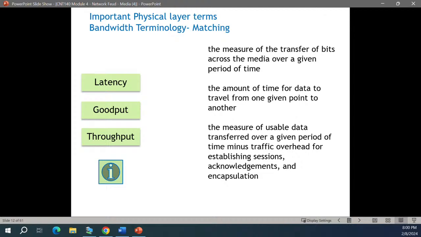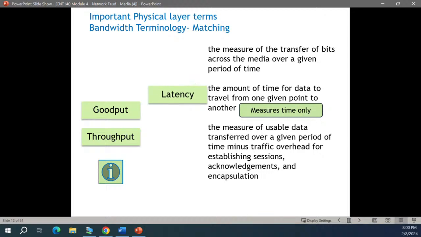Okay, latency. Which one of these is latency? Remember, latency is a measurement of time. So which one up there is a measurement of time? Latency? Yeah. So which one is it over here? The measurement of the transfer of bits, the amount of time, the measurement of usable data. Measure of time, right? Remember, latency, it's so late, that's a time, right? That's how you can remember it.